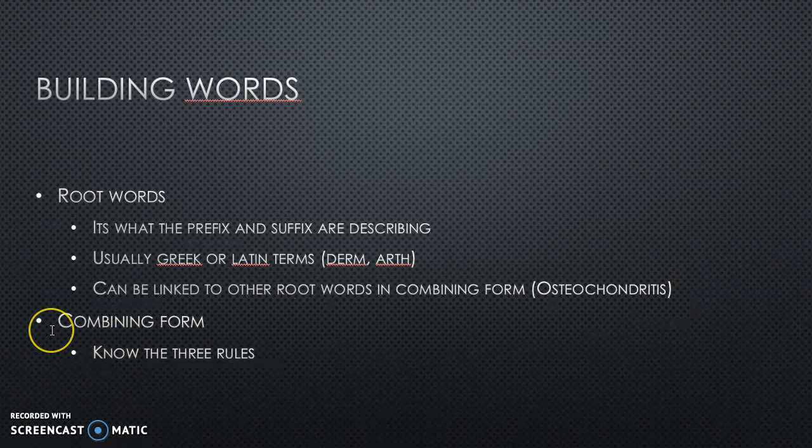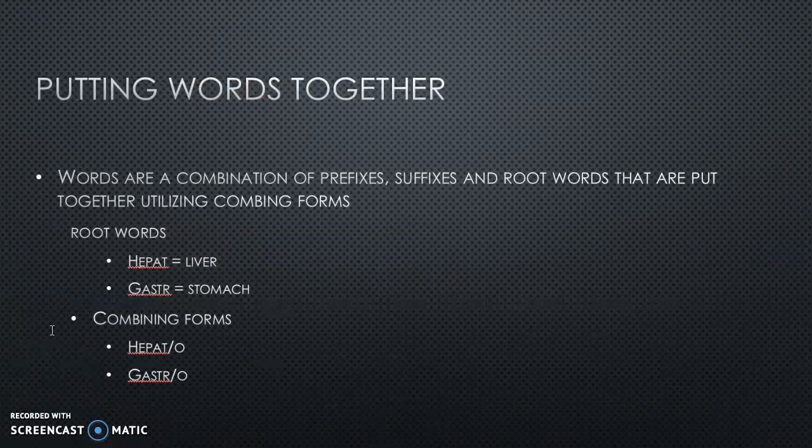So we're going to go over those combining forms because those are probably the trickiest things that we're going to talk about this week. So words are a combination, like I said, of prefixes, suffixes, and root words that are put together utilizing combining forms. So here are some examples of root words. Hepat, which we talked about, is liver, gastro, stomach, and the combining forms, and this is the correct format. So make sure you use this format on all your quizzes, otherwise you'll get it wrong. It is written like this: hepato and gastro. Those are the combining forms, and that's how they're written if we're just writing a combining form.